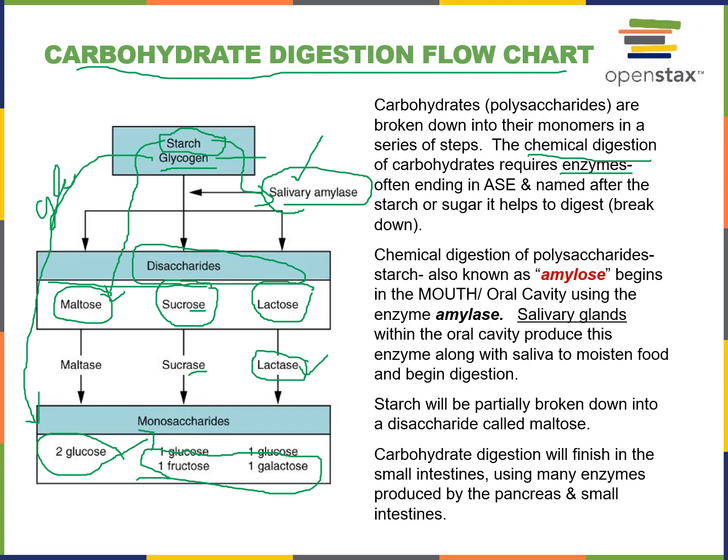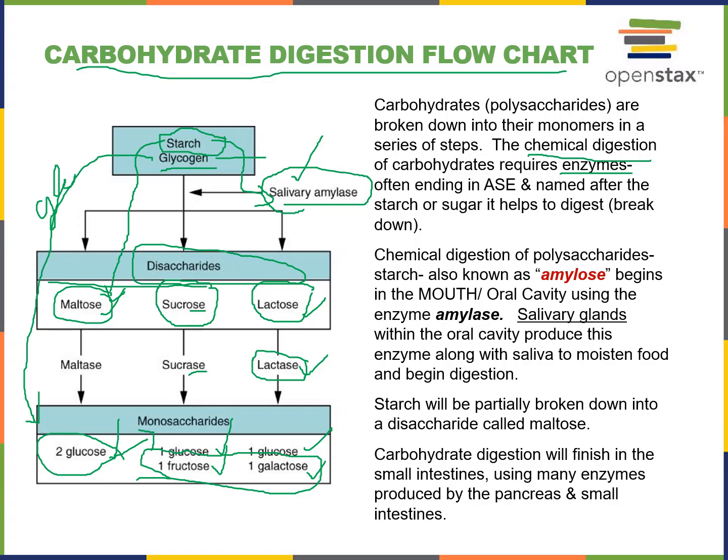Which two monomers? Well, sucrose is made up of one glucose unit and one fructose unit, whereas maltose is made up of two glucose units chemically bonded together. And similarly, lactose is made up of glucose and galactose chemically bonded together.